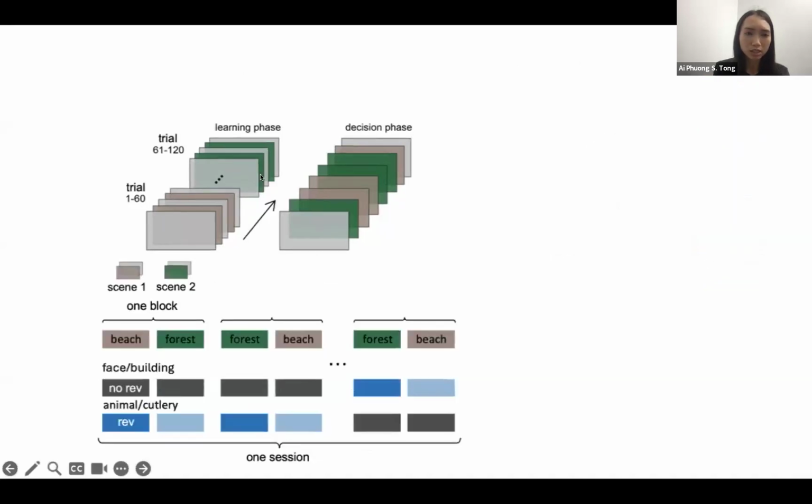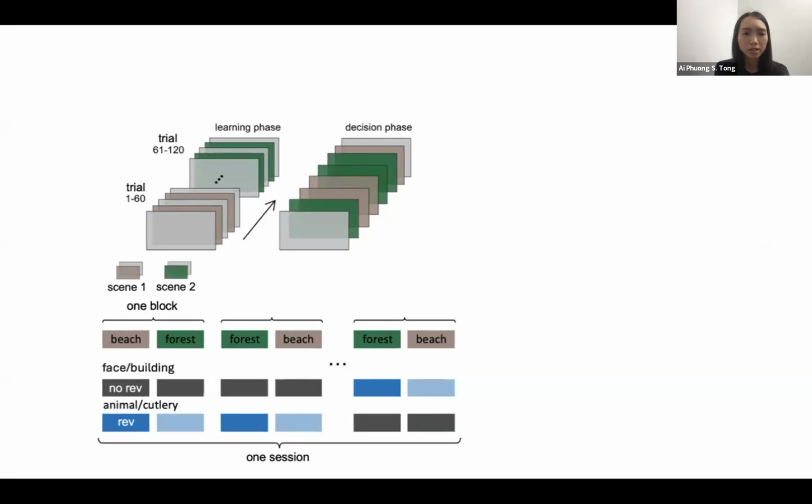And so in each block, either beach or forest was selected as the spatial scene for the first 60 trials, which I refer to as scene 1. Then the second 60 trials were carried out in the other spatial scene, which I refer to as scene 2. And subjects were instructed that there was a reward reversal between the two different spatial scenes in a block for one item set, but no reward reversal for the other.